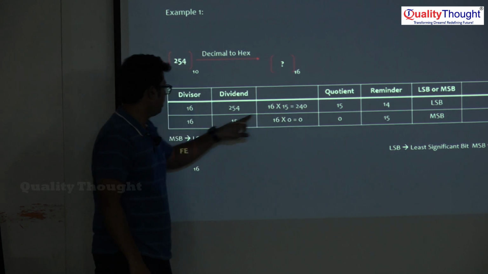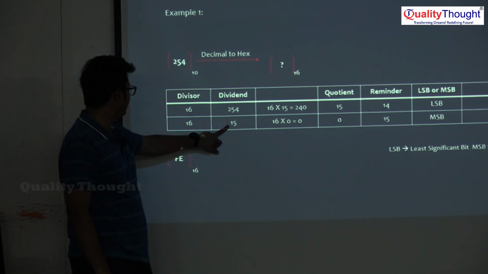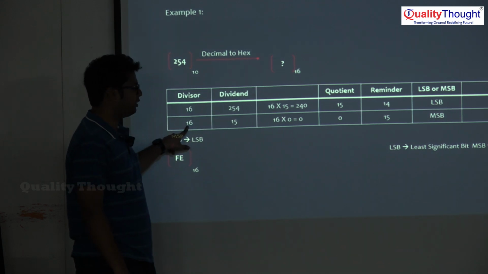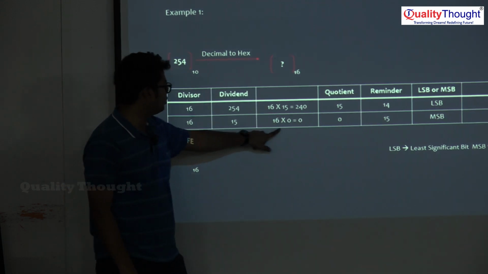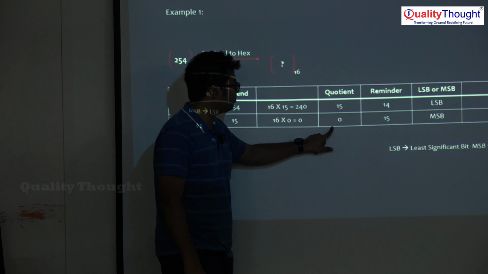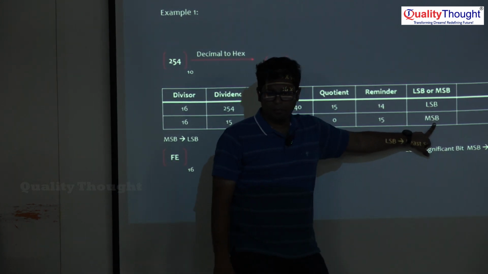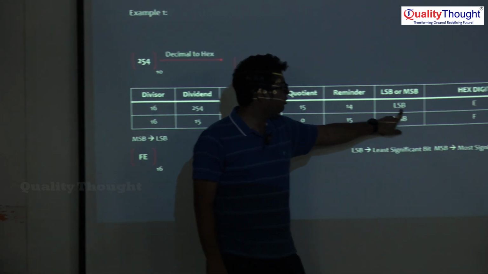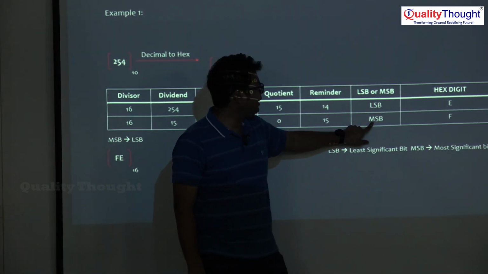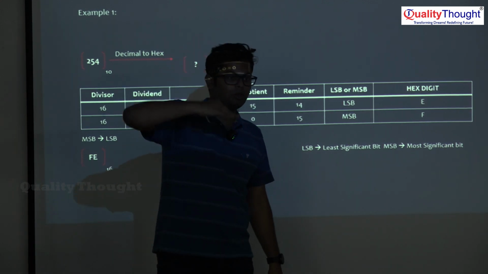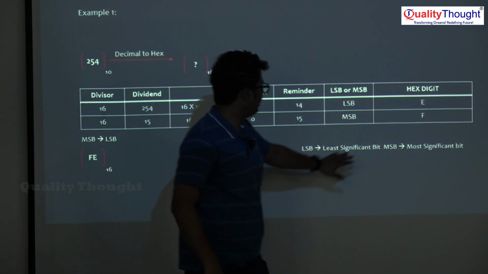Now 15 becomes the dividend, and the divisor would be 16. The dividend is less than the divisor, which means you will multiply 16 with 0. So the quotient will become 0. The remainder is 15. This is called the most significant bit, and the other is the least significant bit, reading from the bottom to the top. That means from the most significant bit to the least significant bit, it's going to be F and E.